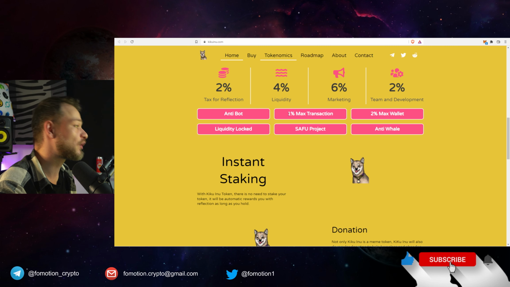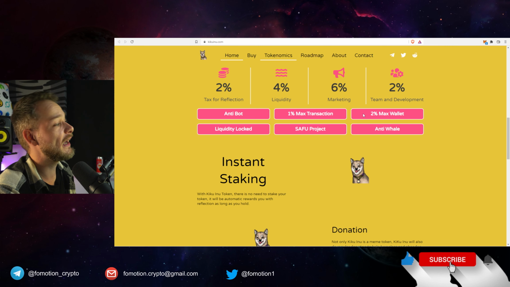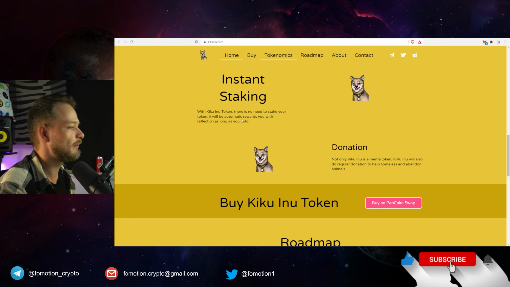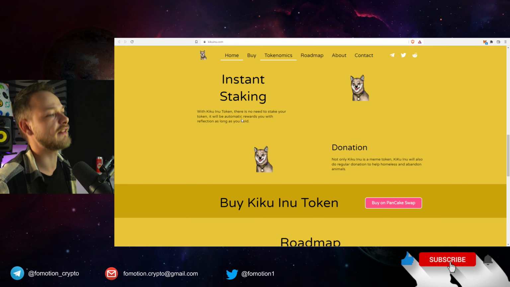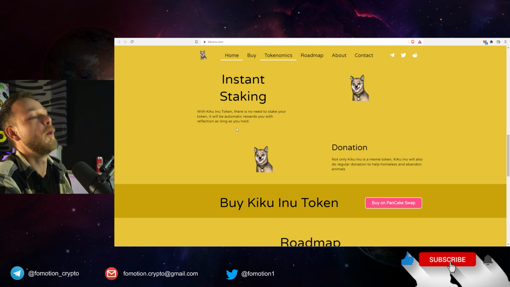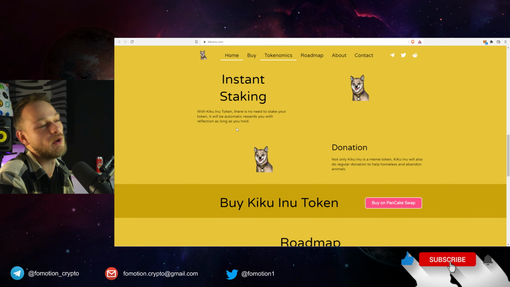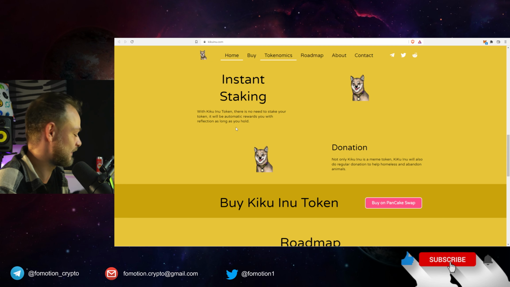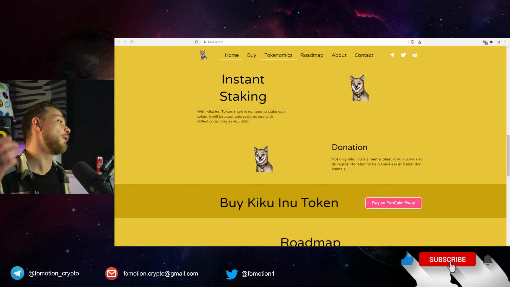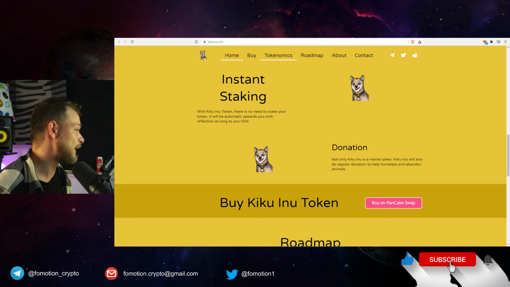Antibot, 1 max transaction per wallet, 2 max holdings per wallet, the liquidity is locked. Safer project, okay, yeah, it better be safe. You do not need to say that. I hope to assume that it is, well, these days you cannot assume that. It says instant staking, there's no need to stake your tokens, it will be automatic because it's a reflection token. That's what reflection tokens do.